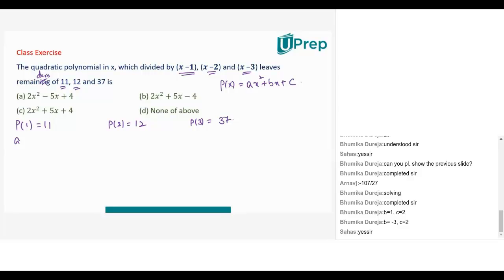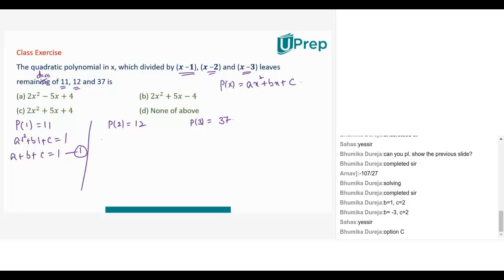What is p of 1? A into 1 square, b into 1, plus c should be 11. That means a plus b plus c is 11. That is my first equation. Three unknowns are there.